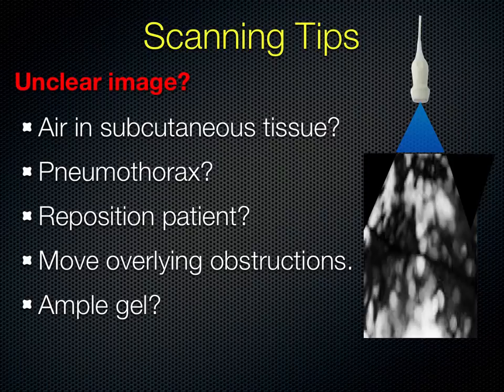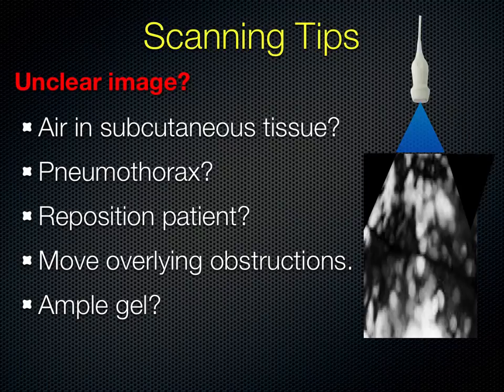If you're not getting a good image initially, you have to ask yourself a few questions, and these are pretty much the same questions you'd ask for any type of ultrasound. Is there air in the way? And air can either be between the probe and the patient when you don't have enough gel, or it can be within the skin, or it can be within the structure itself that you're imaging, such as the lung. Is there pneumothorax? It's therefore a lot of air.